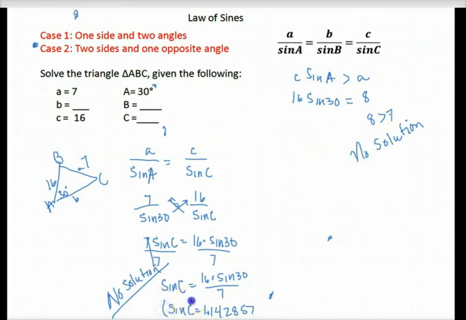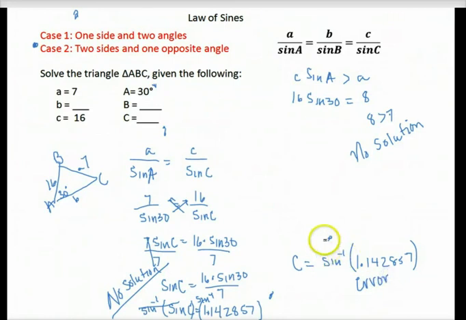Or if you don't notice there, and you keep trying, we would do the arc sine of both sides to try to solve this. And we get that angle C, and you put in your calculator the inverse sine of 1.142857, and your calculator is going to say error. And so at that point then you would know, once again, no solution.